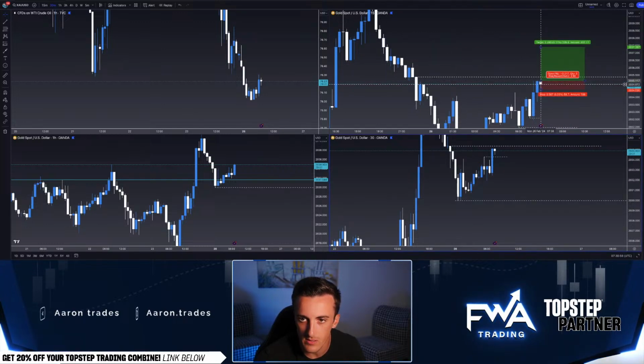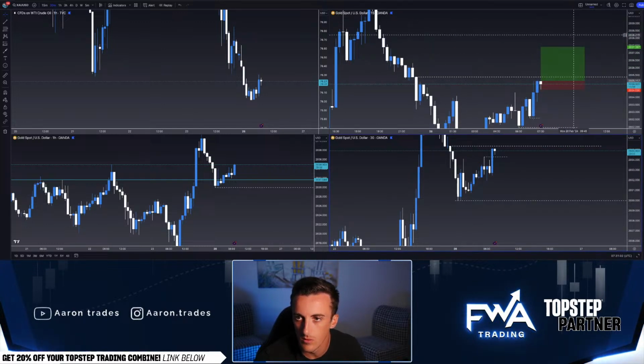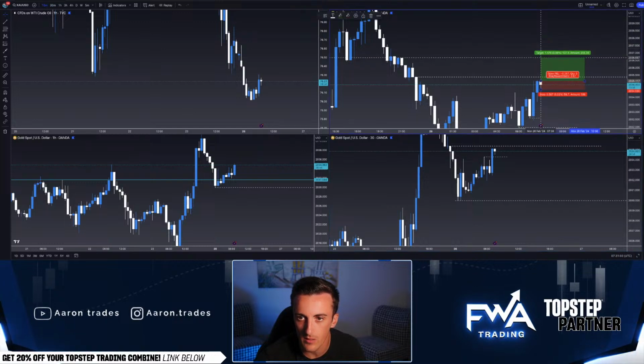I would take this flip if this range wasn't so small. Anyway, could you target? You could target back up here. This is just the opening price.